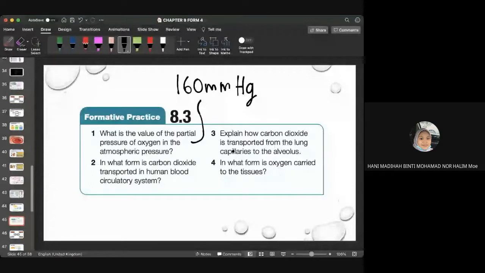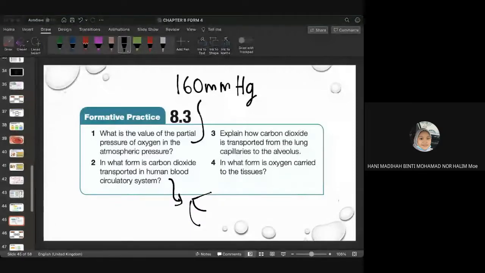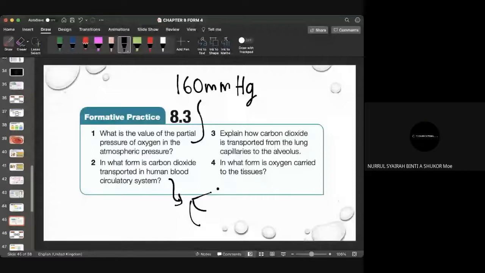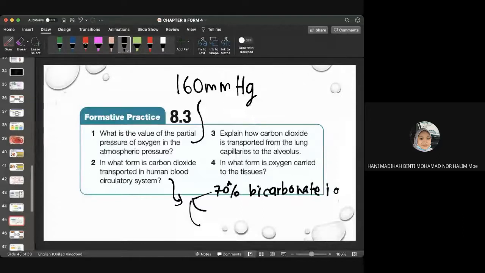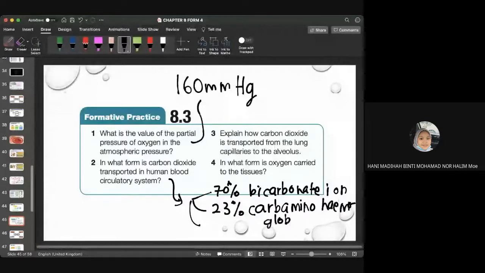Carbon dioxide is transported in 3 ways. First, 70% is carried in the form of bicarbonate ion. Second, 23% is transported in the form of carbaminohemoglobin. Lagi? Yang last kali, 7% is dissolved and carried as carbonic acid. Carbonic acid. Benar. Sangat cemerlang.